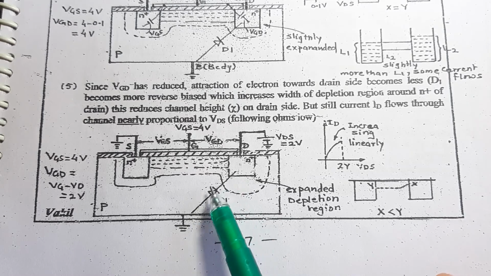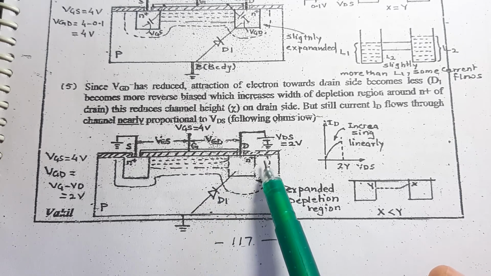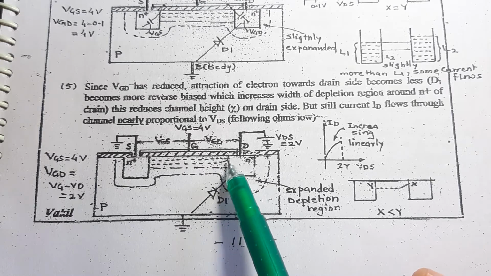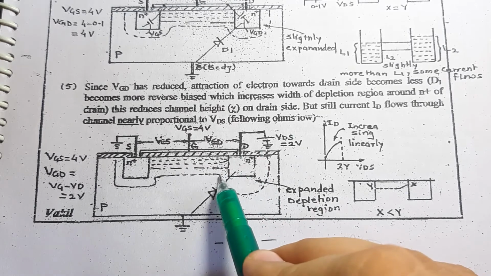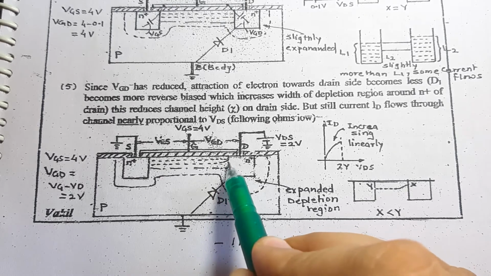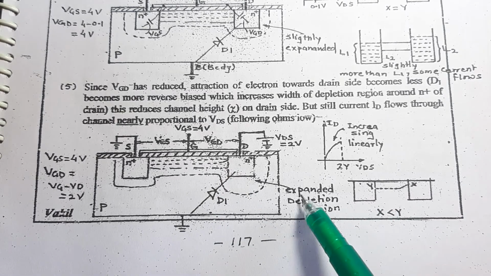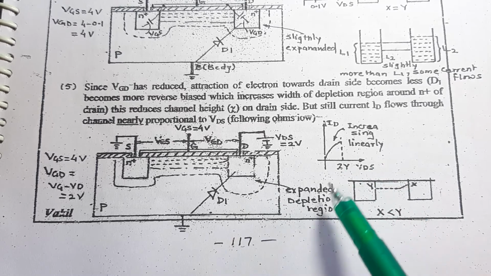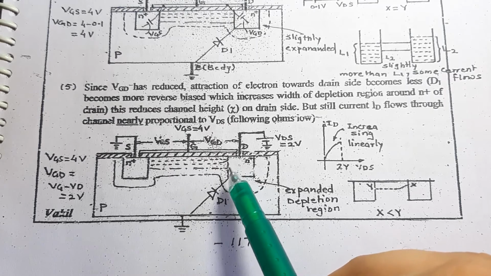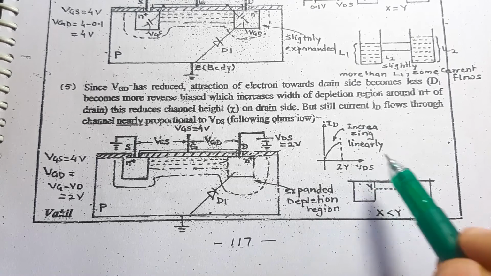If reverse biasing is increasing across this diode, then the depletion region on the drain side will also increase. So this depletion region will now try to get inside the channel over here. In other words, it will penetrate into the channel, and the height X over here will now be reduced. As you can see, this is the expanded depletion region, and over here the current is increasing, since the voltage is being increased from 0.1 to 2 volt, the current will be increasing following Ohm's law.